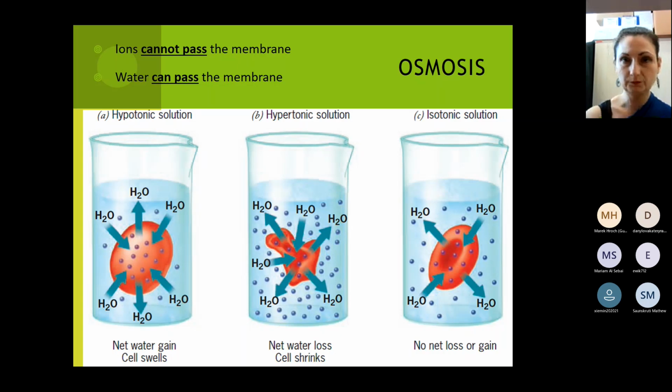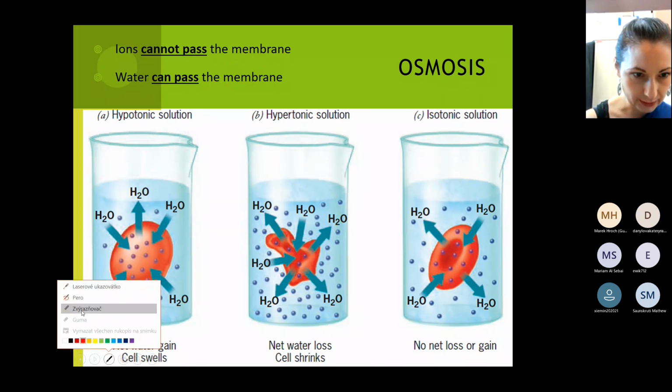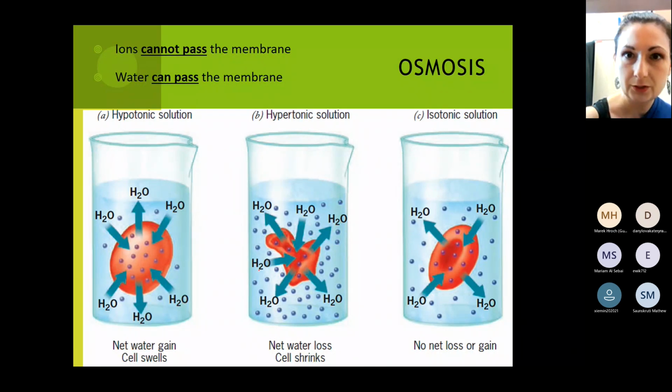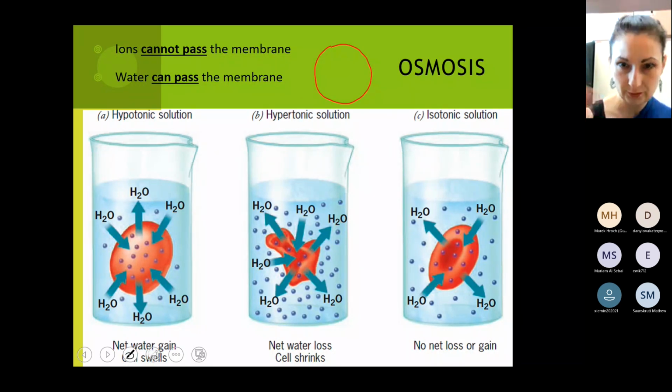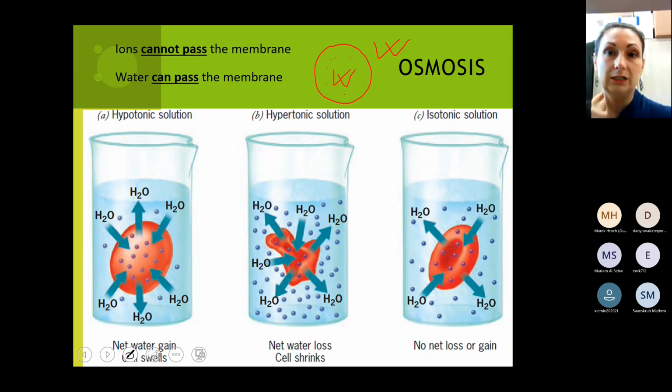Is it clear? I will draw it to be sure. So this is a cell. Inside is water, outside is water. Inside are some salt or ion particles. Across the membrane only water can go. So water can go inside and outside. The doors for ions are closed. Is it clear? Could you accept this approach?